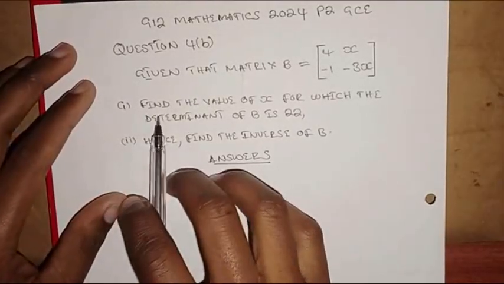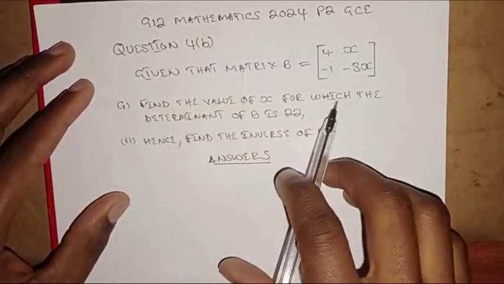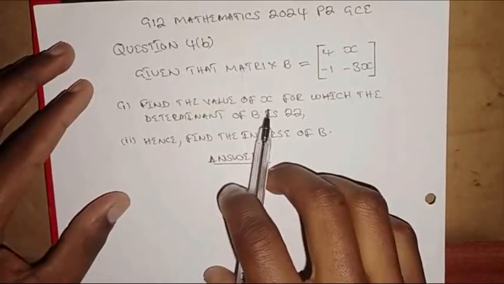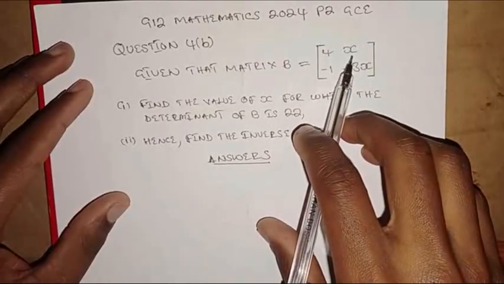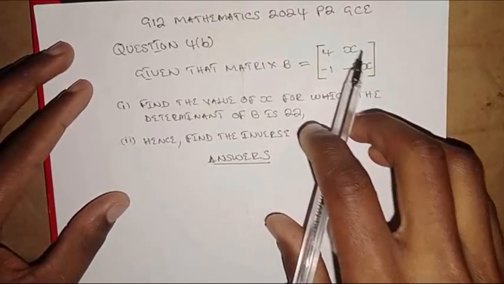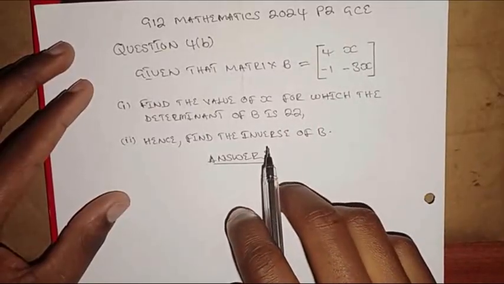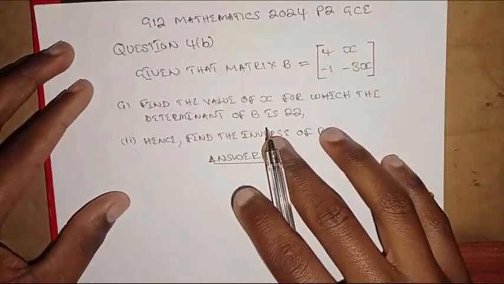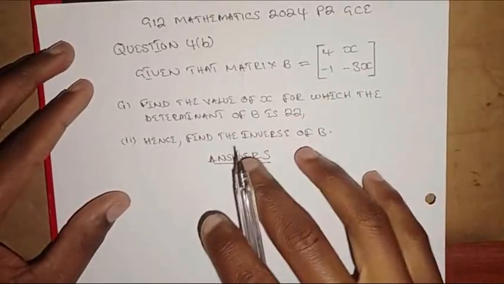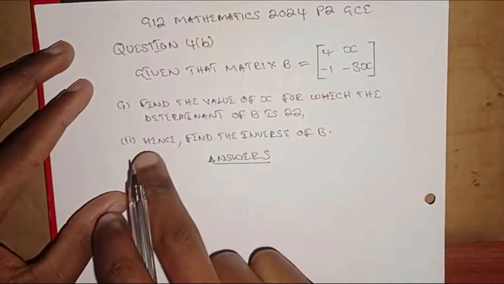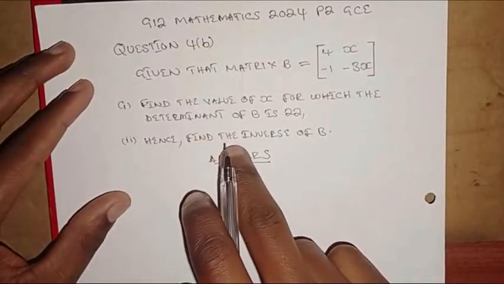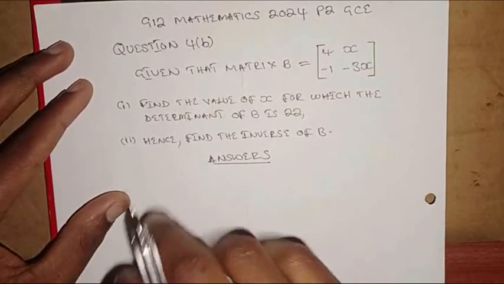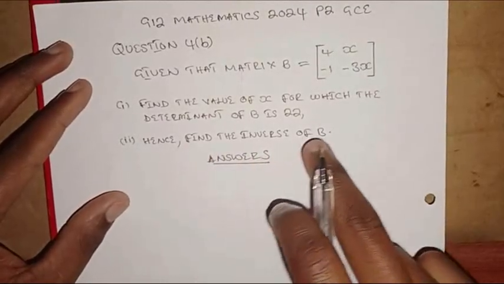Question 1 says: find the value of x for which the determinant of B is 22. So as you can see, we are asked to find the value of x, and the determinant has already been given as 22. So for this question, there's no need of finding the determinant. The determinant has already been given. Then question 2 says, hence find the inverse of B.